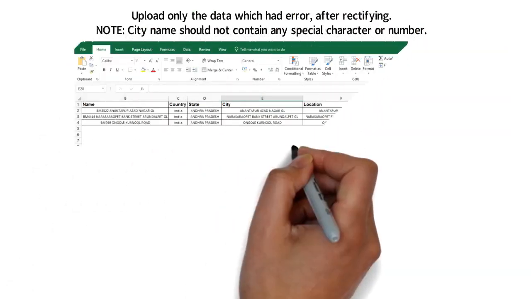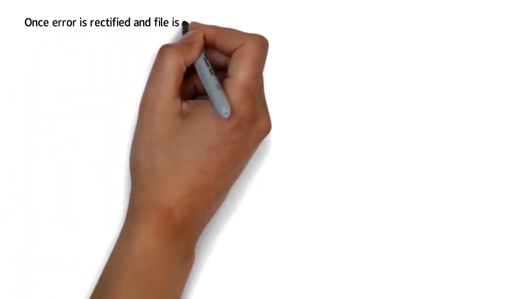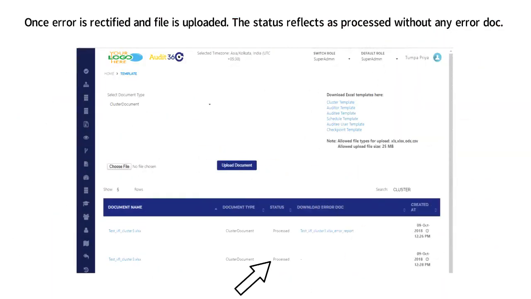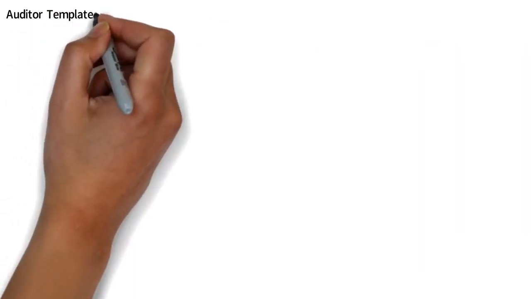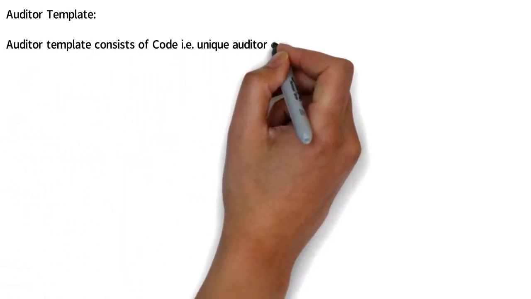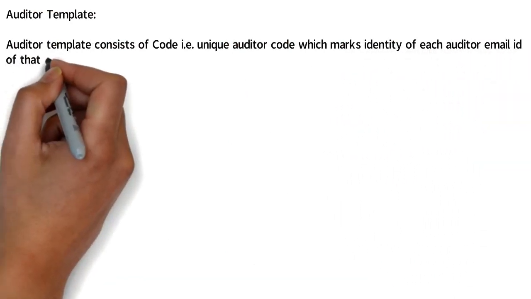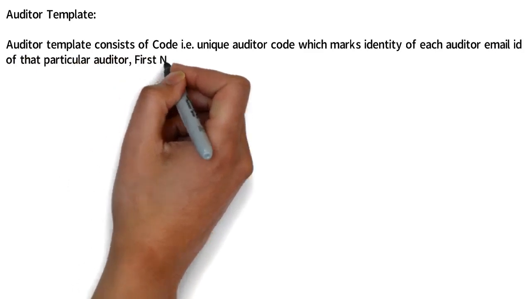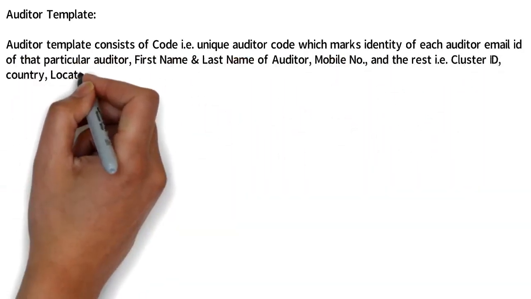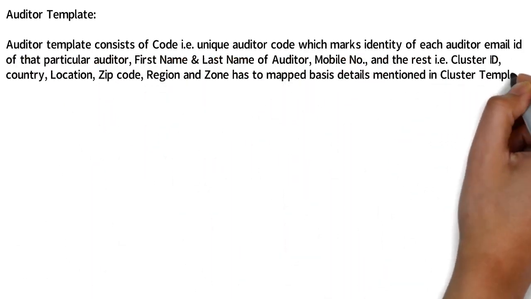Note: city name should not contain any special character or number. Once the error is rectified and the file is uploaded, the status reflects as processed without any error doc. Auditor template. Auditor template consists of code, i.e. unique auditor code which marks identity of each auditor, email ID of that particular auditor, first name and last name of auditor, mobile number, and the rest, i.e. cluster ID, country, location, zip code, region, and zone has to be mapped basis details mentioned in cluster template.